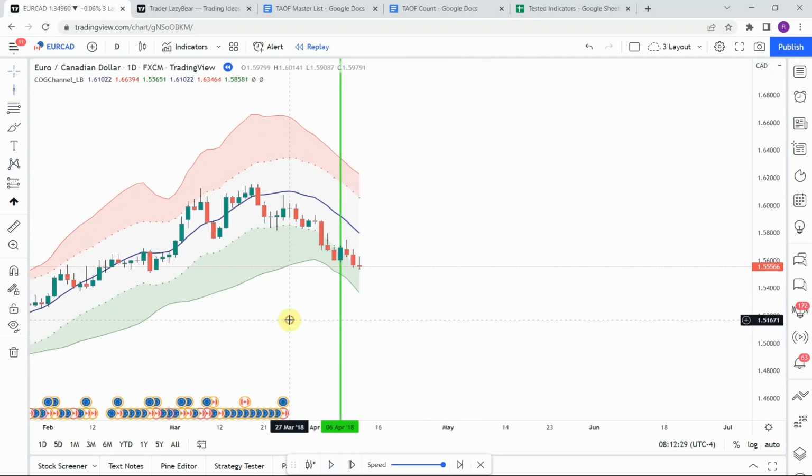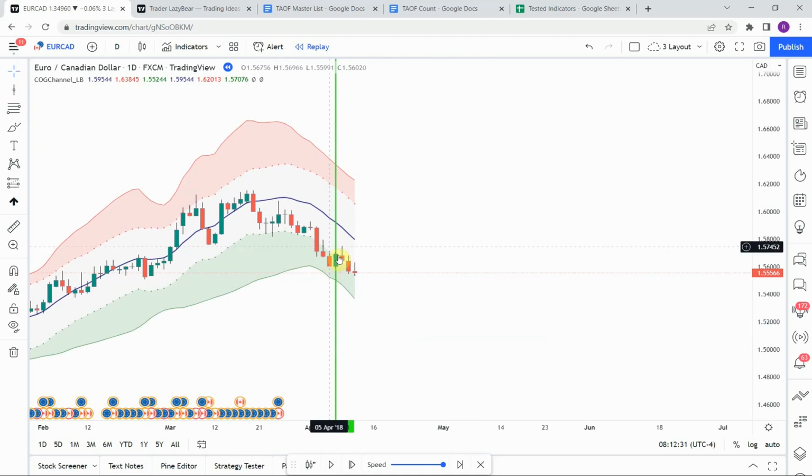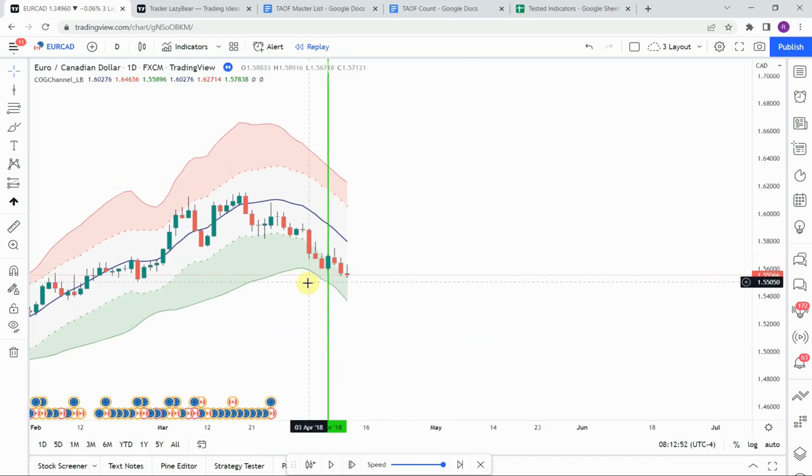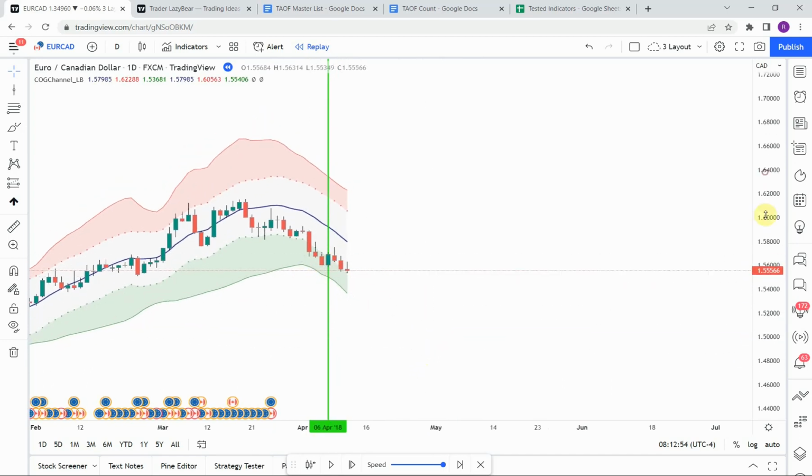All right, so the first signal that we pick up is a short signal right here on this candle. You can see that we get that break to the downside right here. We get that close within the green zone, and then we get our green candle right here heading in the opposite direction, and so that would be a long signal there.